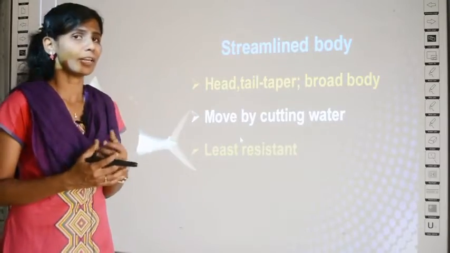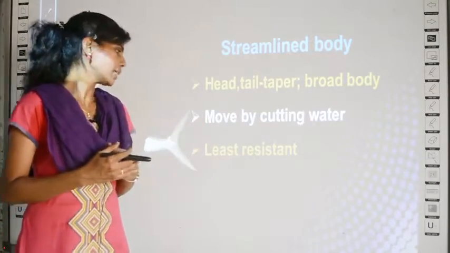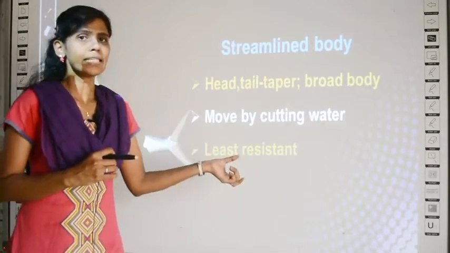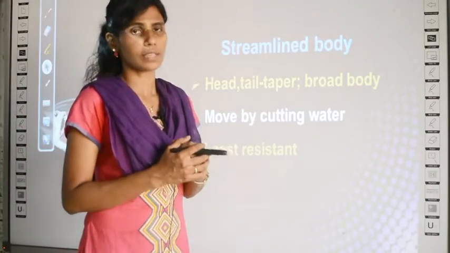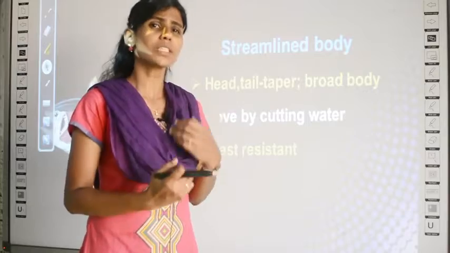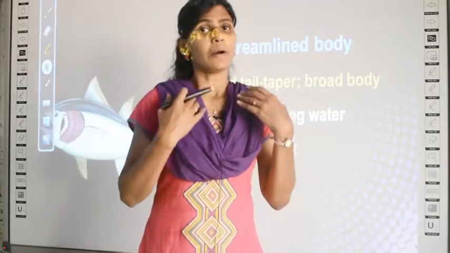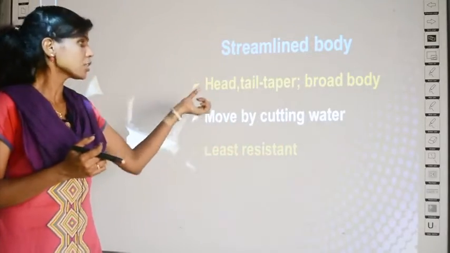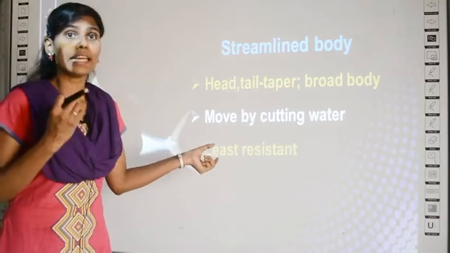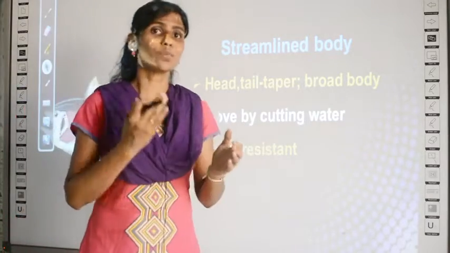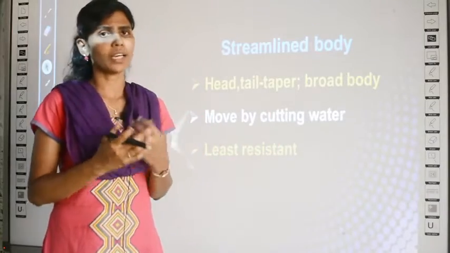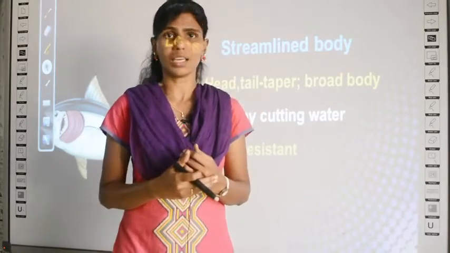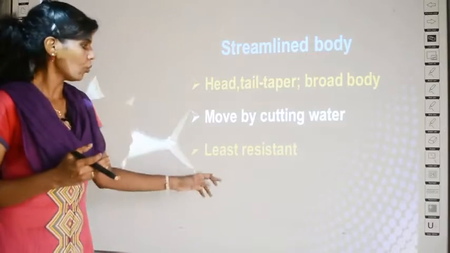Because of this streamlined body only they can have cutting movement, and also the streamlined structure of the fish gives least resistance. What is this least resistance? Resistance means with high difficulty they move about in water, but in the case of fishes, because of the presence of a streamlined body, they have least resistance, which means it is very easy for them to move about in water. They need not apply so much effort in swimming against the water. Easily they can move about in water.